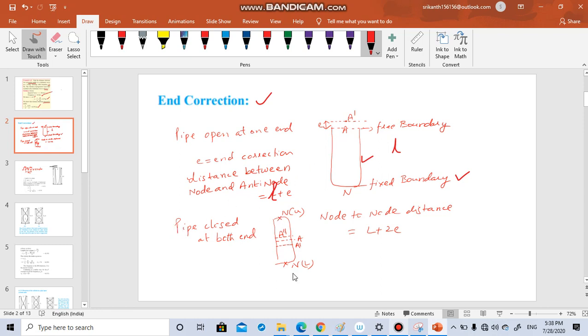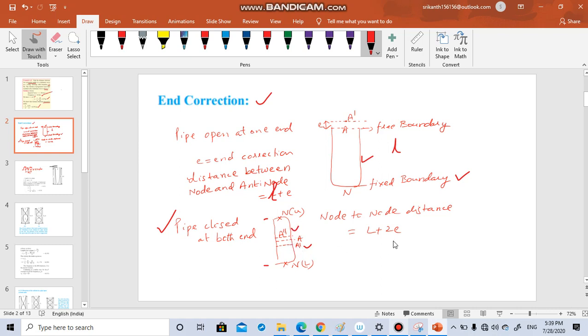Suppose the pipe is closed at both the ends. Then what happens? Now here a node will be created and here also a node will be created. That means somewhere in the middle one antinode will be created. Now I have written here n upper, n lower. So when you consider n lower and antinode, it will be created at A double dash. When you consider n upper and A, it will be created at A dash. So this is the point you have to catch.